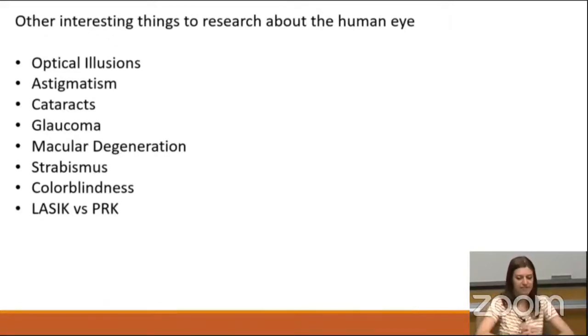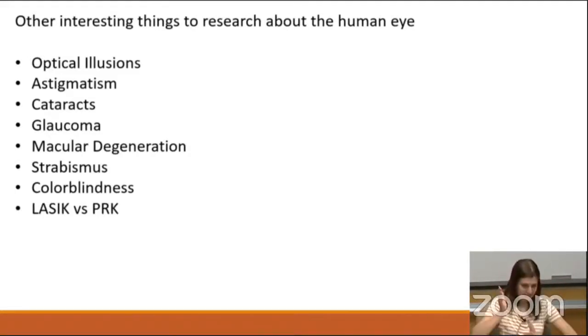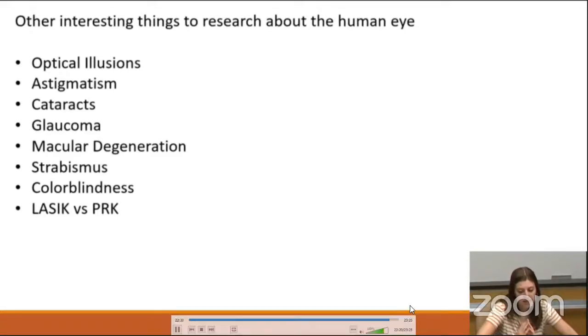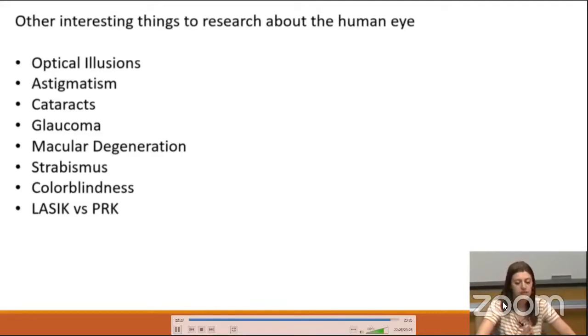That's one of the classic optical illusions. Astigmatism is when your eye can't focus. It doesn't focus the same in one direction versus the other. Your cornea is a weird shape. I have astigmatism. Cataracts is a problem with your cornea. Glaucoma, similar problems with your cornea. Color blindness. Remember we talked about your cones are in charge of color vision, so people with color blindness have problems with some of their cones.